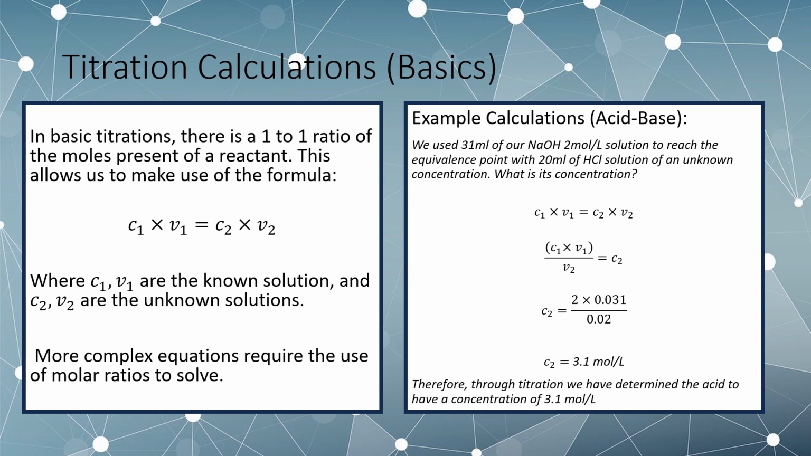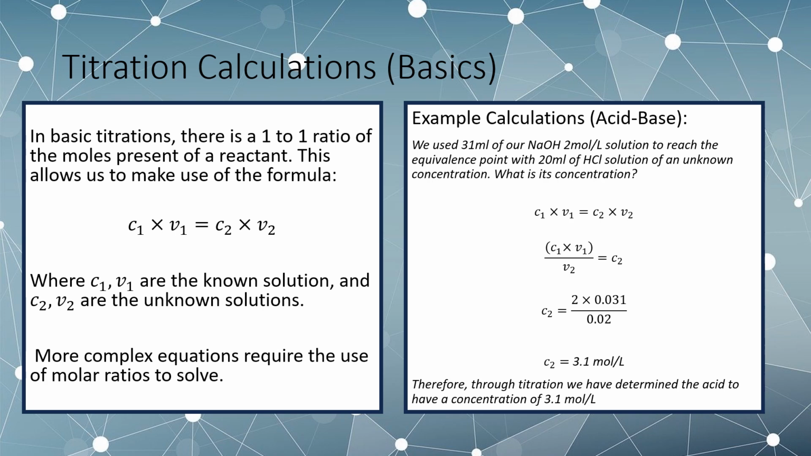So that's our C1, 2 moles per litre, and our V1, 31 mils. And on the right-hand side, we don't know our C2 because that's what we're trying to find, but we do know our V2 because we had that 20 mils of HCl present. Rearranging the formula, you can see that we have C1 times V1 over V2 equals C2. This gives us C2 is equal to 2 times 0.031. Remembering, we have to convert back to litres, so you just divide that 31 by 1,000, over 0.02.